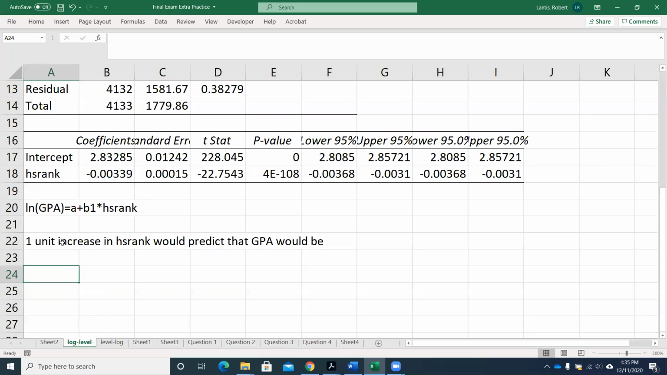If we look at this log level, going from a 1 unit increase in our x variable, we'll predict that GPA would be whatever that coefficient is, so negative 0.00339 times 100 lower. So we predict the GPA would be whatever this value is lower, because we have a negative sign here. If we move the decimal point 2 places, it'd be 0.339 lower, right? So the log level model, you multiply by 100.